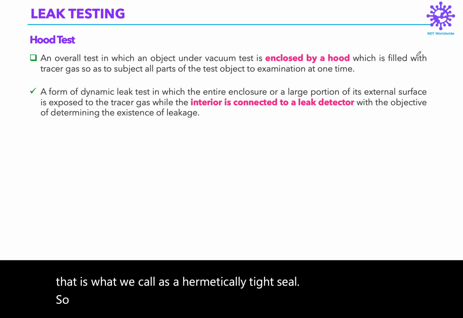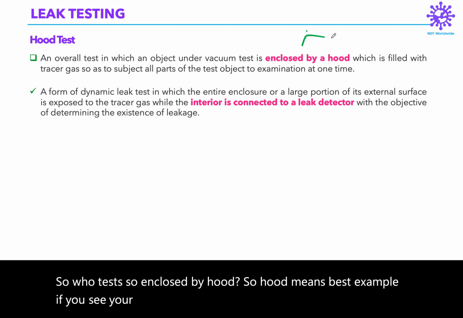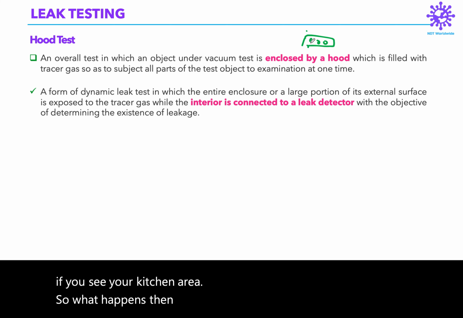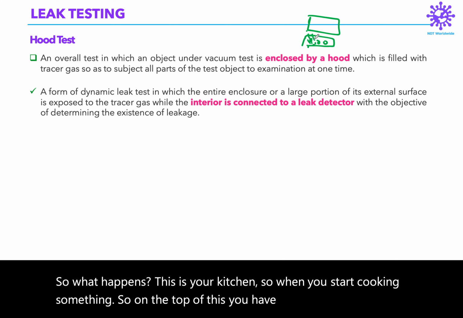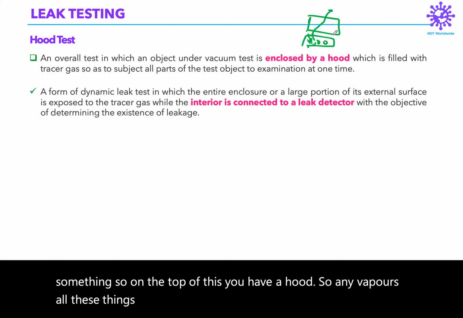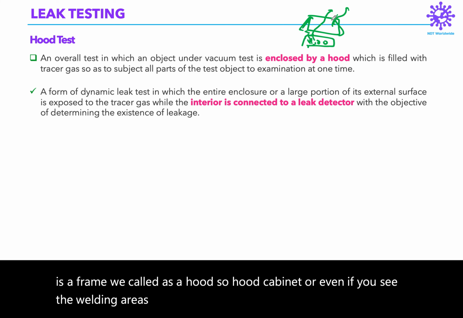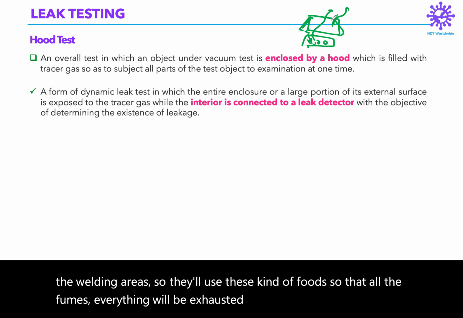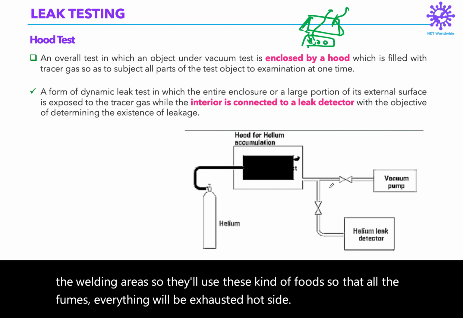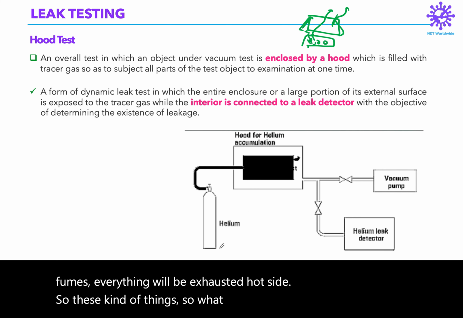Then the hood test, enclosed by a hood. The best example of a hood is your kitchen area: when you start cooking something, on top of it you have a hood, so any vapors will go outside with the exhaust system. This frame we call a hood, a hood cabinet. Or even in welding areas, they use these kinds of hoods so that all the fumes are exhausted outside. So this is one kind of testing.